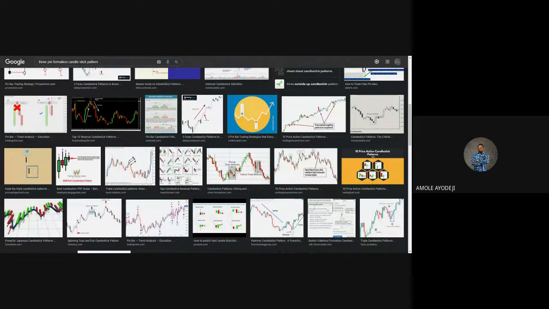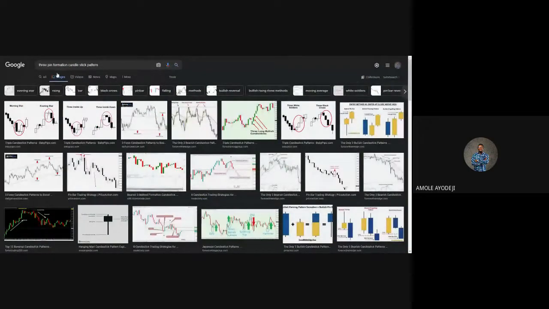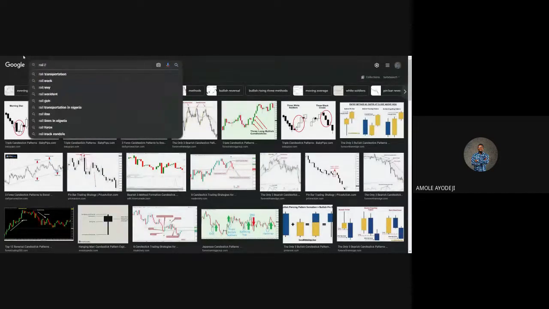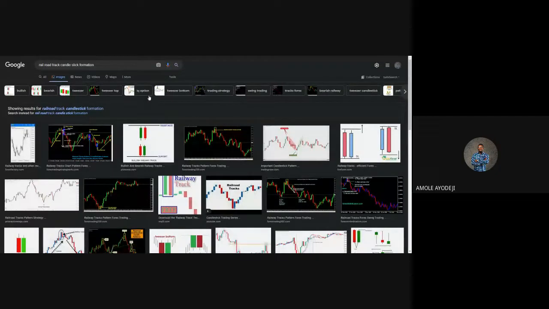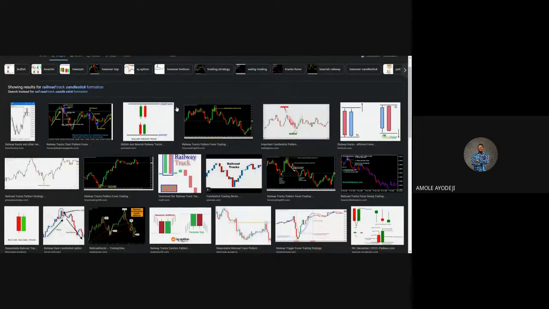Okay, let me show this on the charts. Tri-pin formation, please take note of that. Let's keep that. Then the railroad track, I hope I will find it here. I don't find it, so I'll draw.